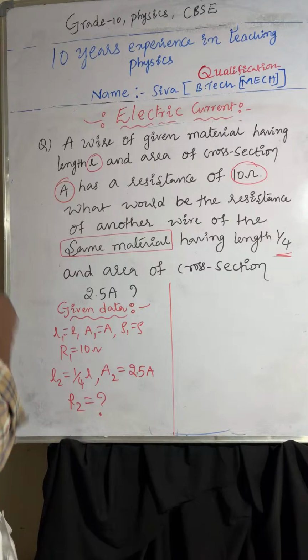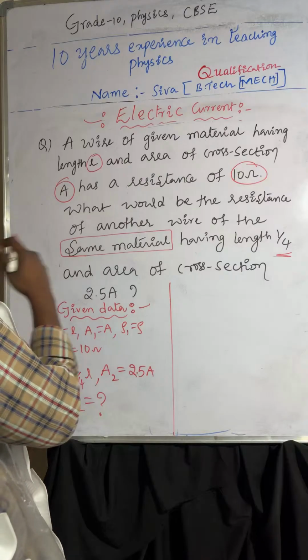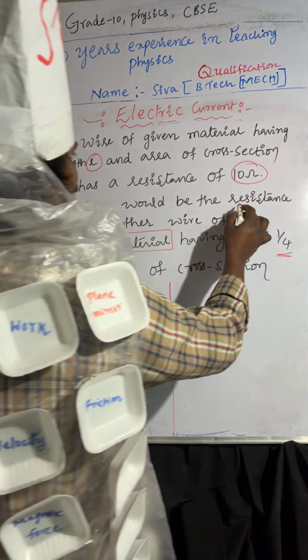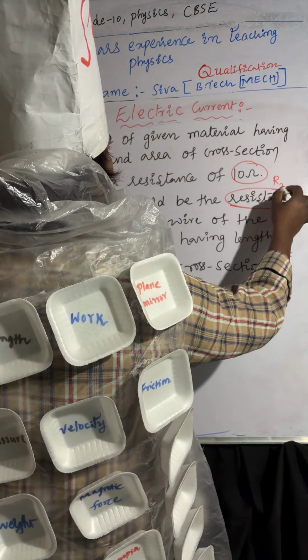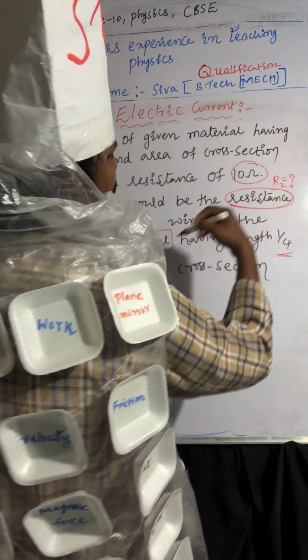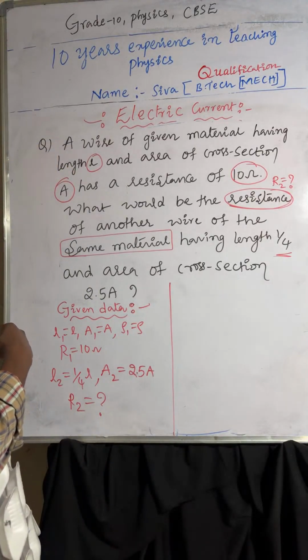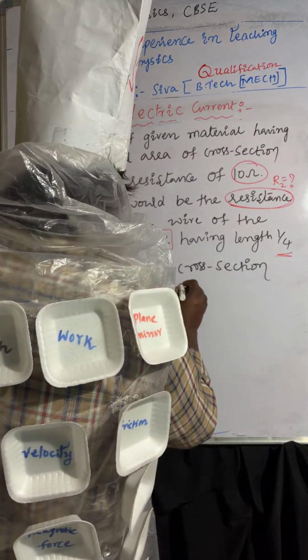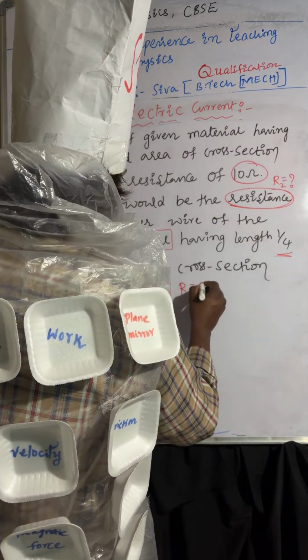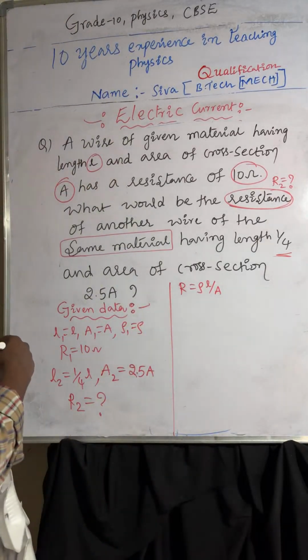So what would be the resistance? R2 we have to find out. They are asking to find out R2. Then we know that the formula is R equal to rho into L by A.